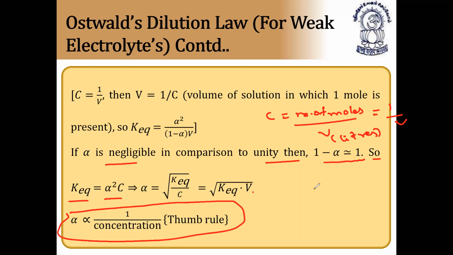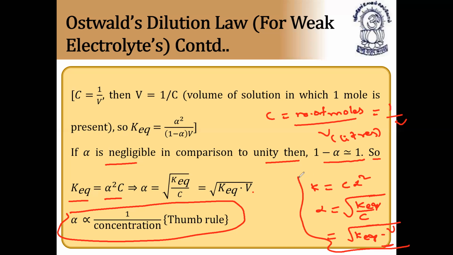Very, very important, these formulas. So K is equal to C alpha square, or alpha is equal to root of K by C, where C is called concentration of the solution, K is called dissociation constant of acid, base, or salt. That's why on the whole we commonly say K equivalent. Alpha is also equal to root of K equivalent into V, since 1 by C is equal to V, if they have given volume. So all these three formulas are very, very important.